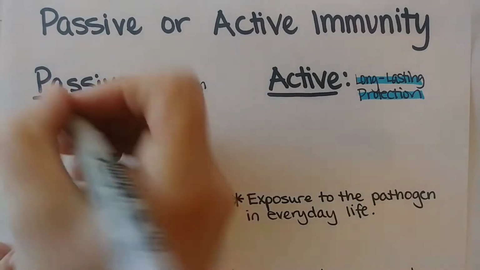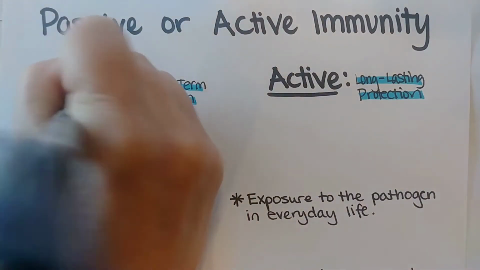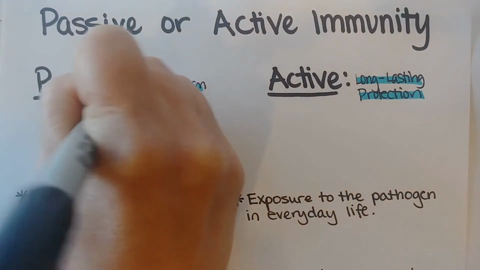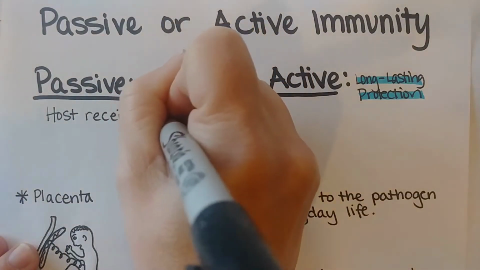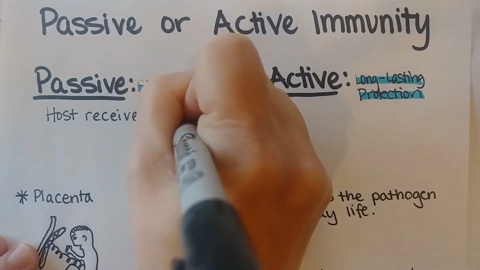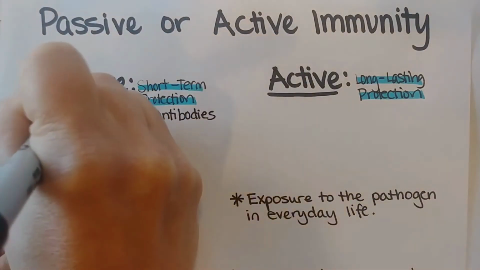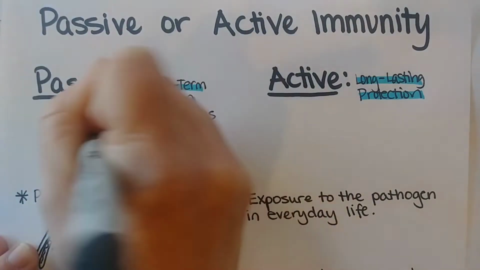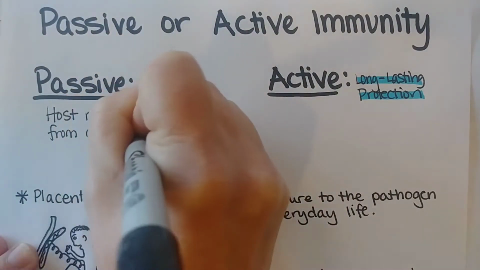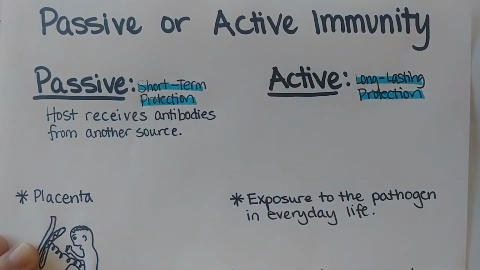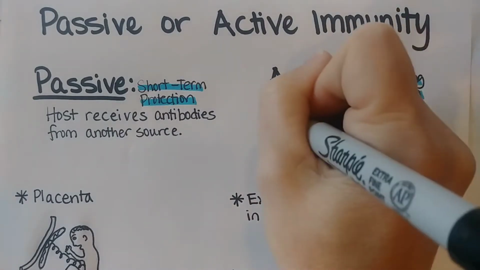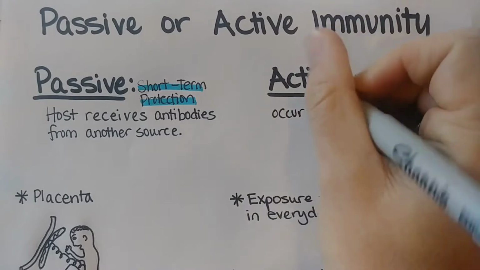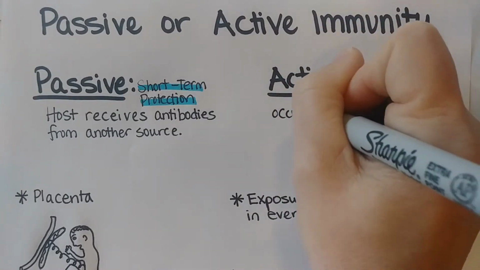For passive immunity, the host will receive antibodies. Usually in nature, this is going to be a baby receiving antibodies from its mother. So the host receives antibodies from some other source. And let's compare that with active immunity. In active immunity, this will occur when the host's own body makes the antibodies.